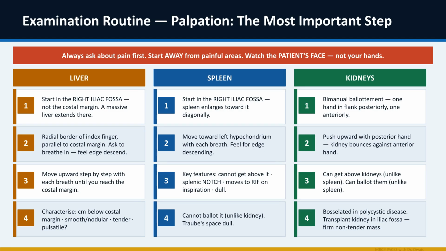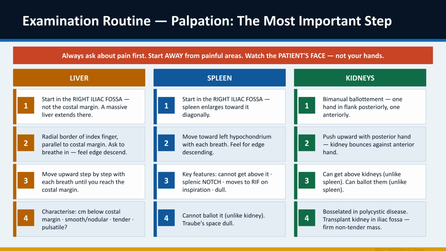If you find a liver edge, note how many centimeters below the costal margin in the mid-clavicular line. What is the surface? Smooth, irregular, nodular. What is the consistency? Soft, firm, hard. Is it tender? Is the edge sharp or rounded? Pulsatile liver. A liver that pulsates suggests tricuspid regurgitation. Tender liver suggests hepatitis or cardiac failure, congestive hepatomegaly.